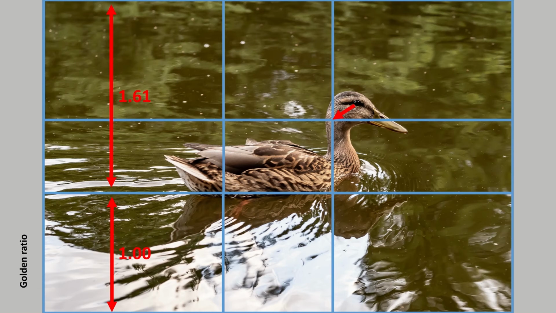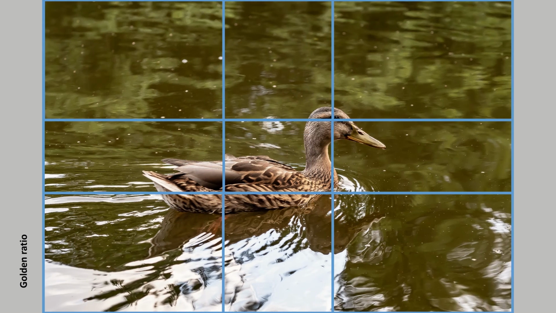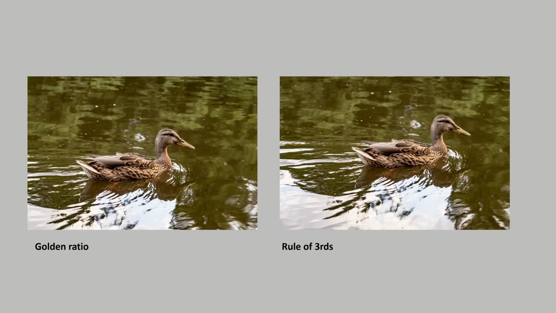Then you will see it is as if these lines move inwards a bit, and that would suggest that the eye of the dog should also be moved more towards the center of the frame, and that would look something like this instead. So here the golden ratio is applied in the same picture that you see here. Now, if we look at these side by side, you can see the golden ratio is to the left and the rule of thirds is to the right.